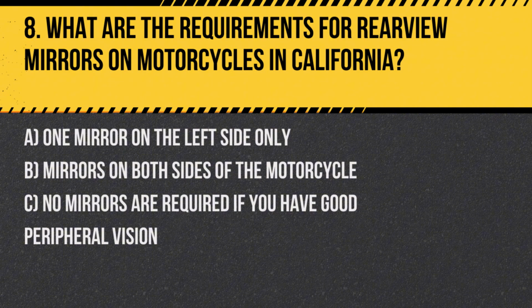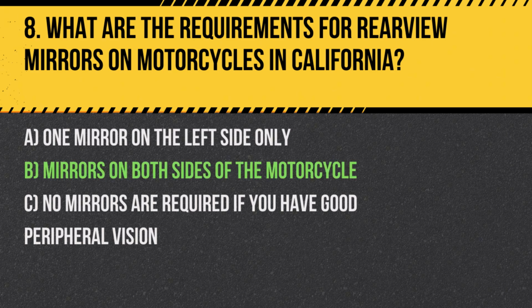Question 8. What are the requirements for rear-view mirrors on motorcycles in California? A. One mirror on the left side only. B. Mirrors on both sides of the motorcycle. C. No mirrors are required if you have good peripheral vision.